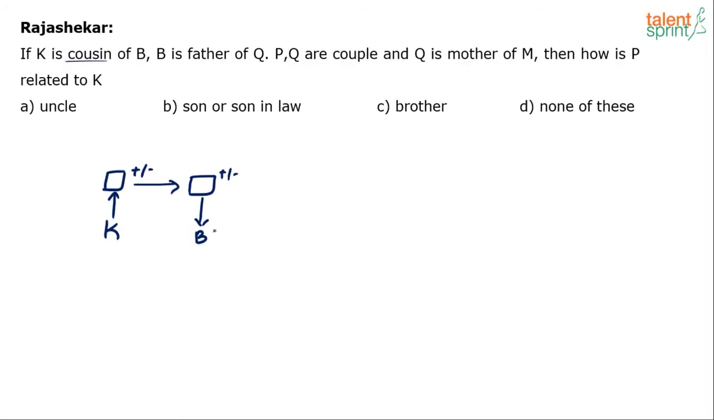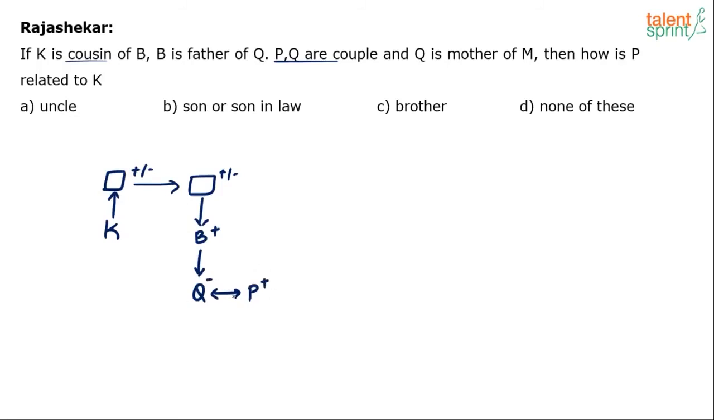B is the father of Q. So, B is a male person and he is the father of Q. P and Q are couple. P and Q are couple means what? P and Q are married to each other. So, that's why we use a double-headed arrow between P and Q. And Q is the mother of M. If Q is the mother, obviously Q is female. So, P becomes male.